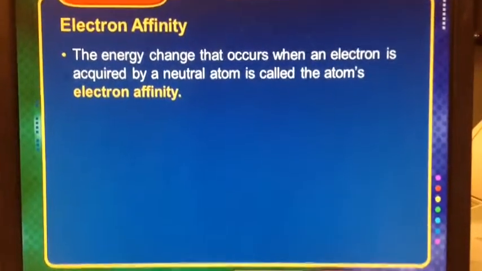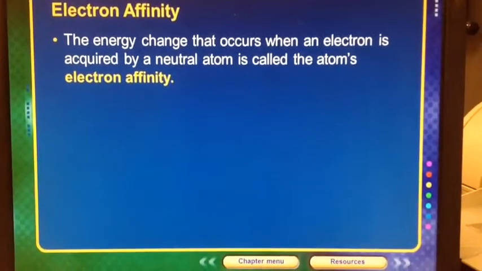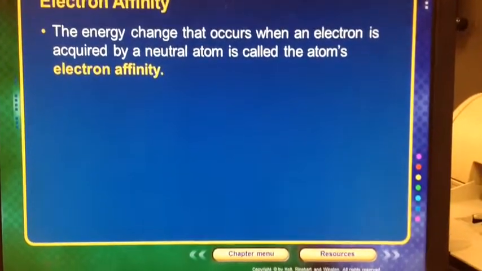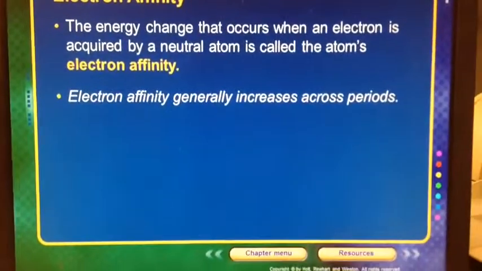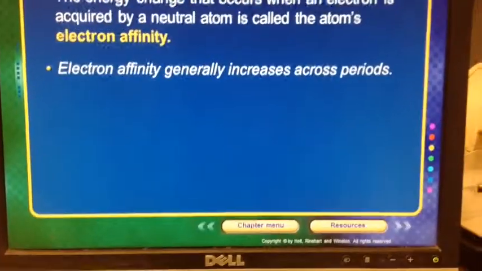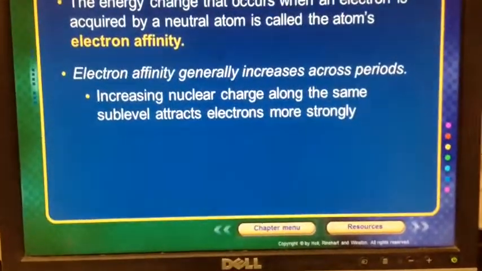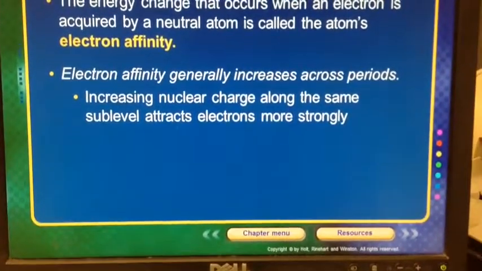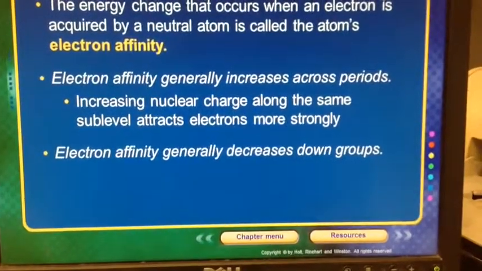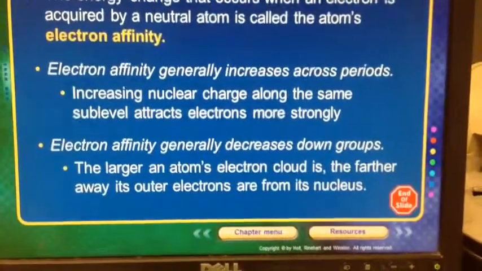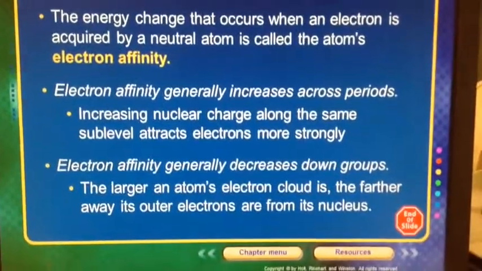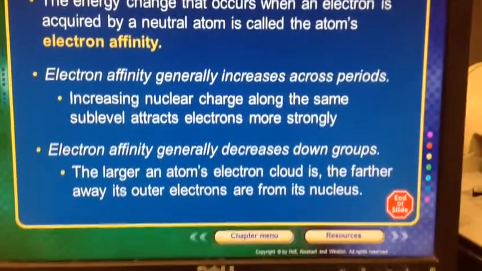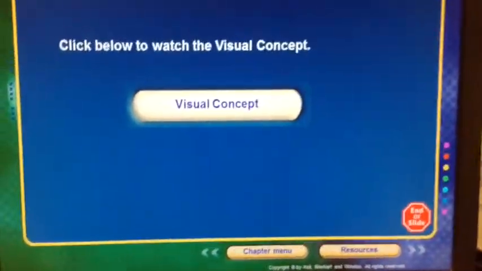All right, electron affinity is the energy change that occurs when an electron is acquired by a neutral atom. So that's the electron affinity. Electron affinity generally increases as you go across the periods. Increasing nuclear charge along the same sublevel attracts electrons more strongly. Electron affinity generally decreases down the group. The larger the atom's electron cloud is, the further away its outer electrons are from its nucleus.